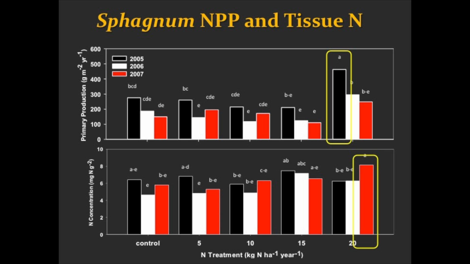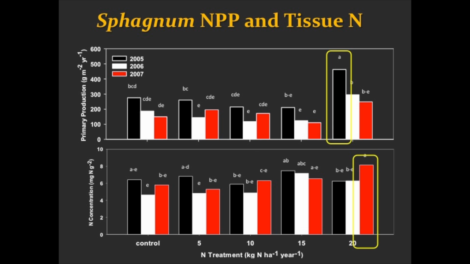This is sphagnum net primary production and tissue concentration of sphagnum. Again, you have a two-way interaction. So the response is not just to nitrogen, it's also variable over time. The only significant increase in primary production is in the first year, at a very high nitrogen load, and then that increase disappeared over time. Same thing here, except the significant increase in nutrient concentration is in the last year of the experiment at a very high nitrogen treatment. So something is going on with time.